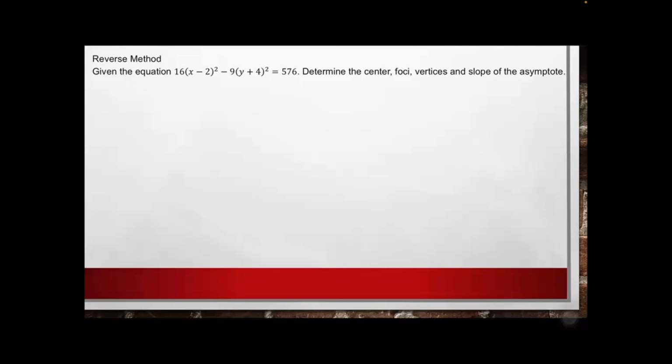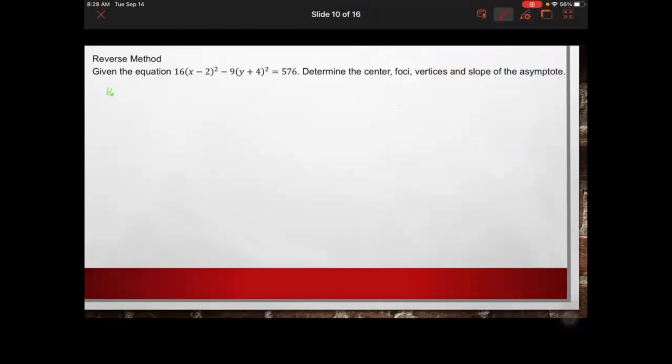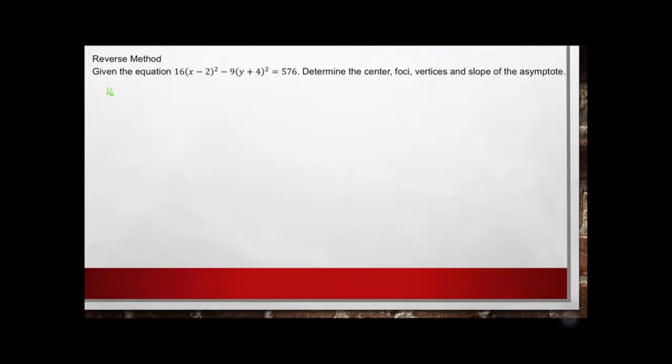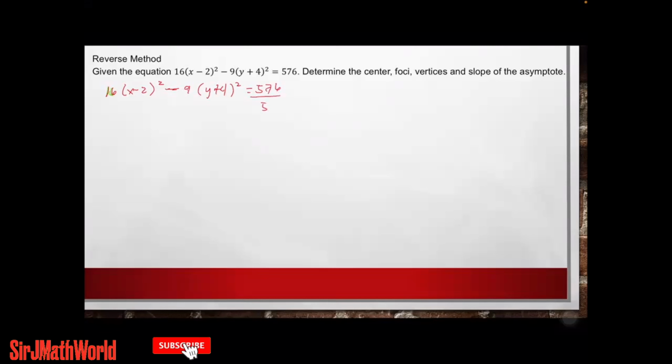So, our goal here is to make the given as equal to 1. So, magkakaroon tayo dito ng 16 times x minus 2 squared minus 9 times y plus 4 squared is equal to 576. Divide natin siya ng 576, all of the equation. Okay, di-cancel to. So, magkakaroon tayo dito ng 1.